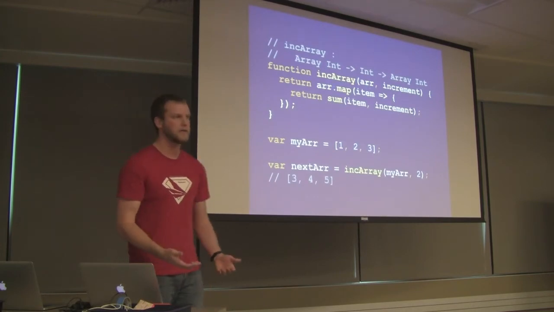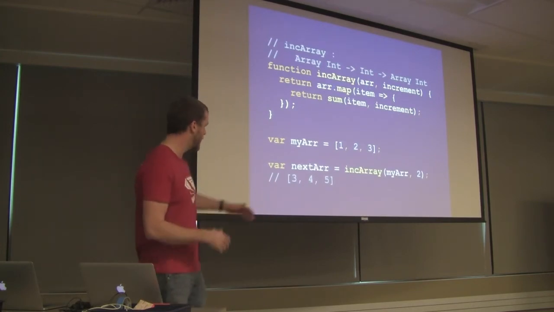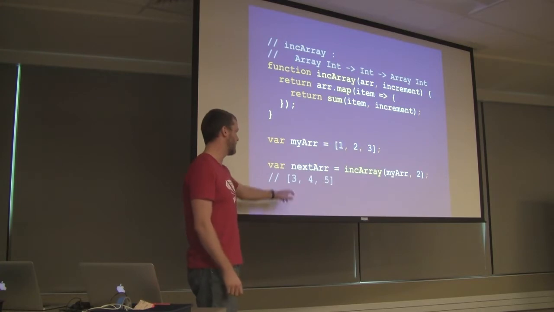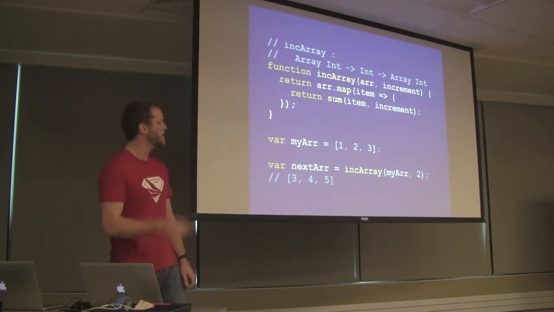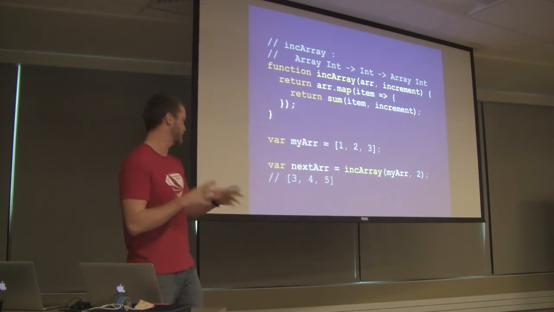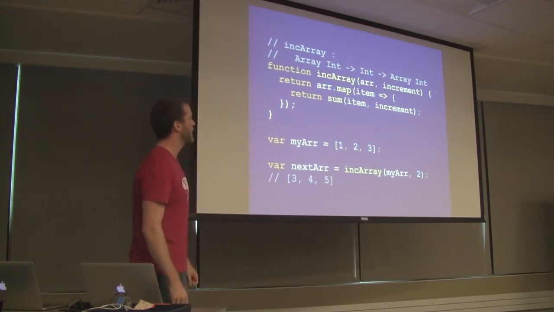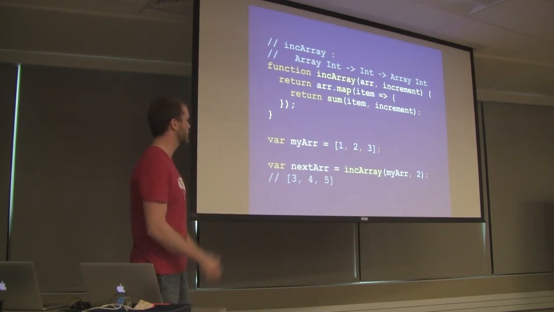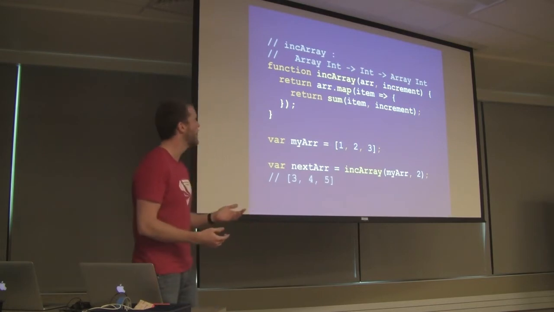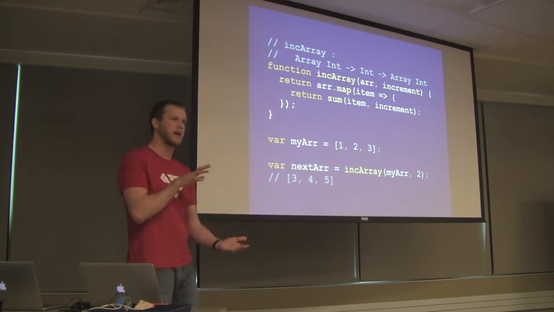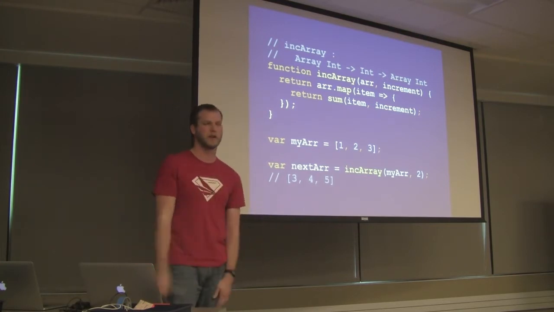One other aspect of stateless functions is that they're composable. So if I have this function called increment array, and I pass it an array and an integer, which should add that number to each element in a new array that gets returned, I should be able to call that over and over again and get this array every time. And I can just tell by looking at the function definition up there whether it's a stateless function. So I know sum is a stateless function. I know that the way that we're using array.map is being used in a stateless way, and because that's the entire body of increment array, we know increment array is stateless.